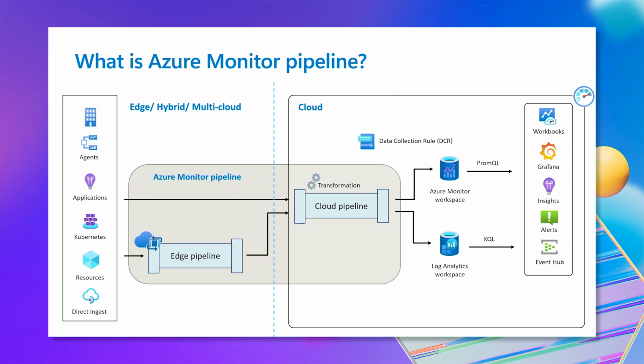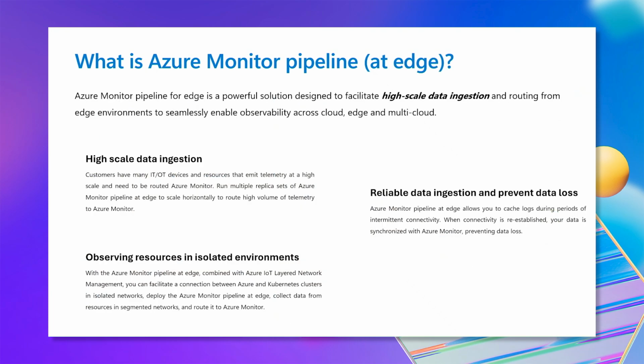However, some environments may be more restricted, so we are now extending our Azure Monitor pipeline capabilities to the edge environments, as well as to enable customers to route high volumes of data from edge to cloud. Azure Monitor Pipeline for Edge is a powerful solution designed to facilitate high-scale data ingestion and routing from edge environments to seamlessly enable observability across cloud, edge, and multi-cloud. It leverages OpenTelemetry collector as its foundation.